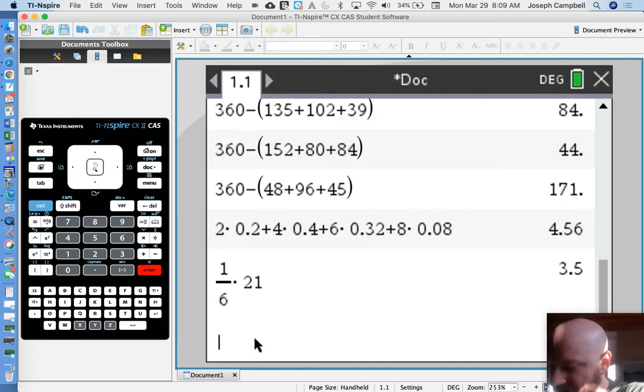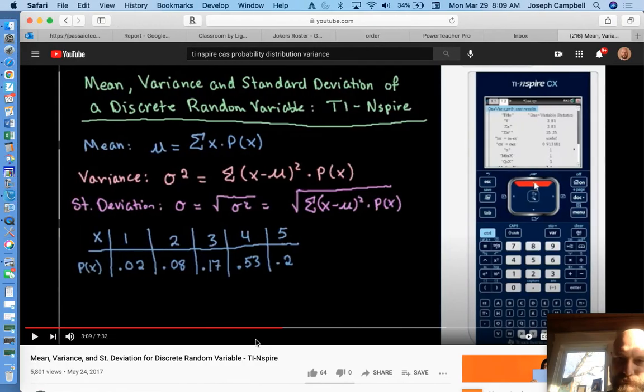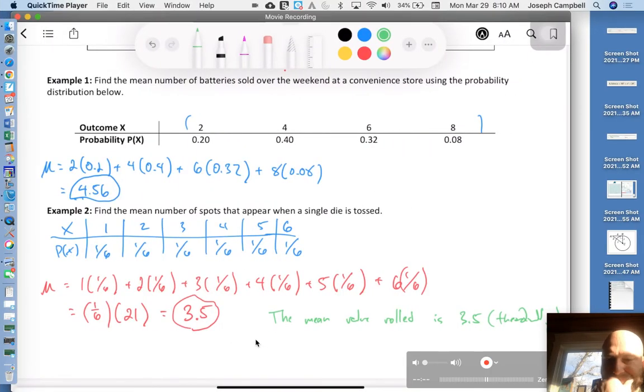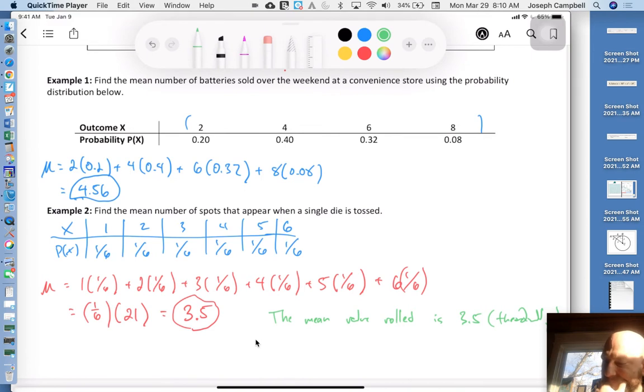Okay, so we find that the average is 3.5 theoretically. Okay, so we would say something along the lines of, the mean value rolled is 3.5, theoretically. Clearly, you can't actually roll a 3.5.